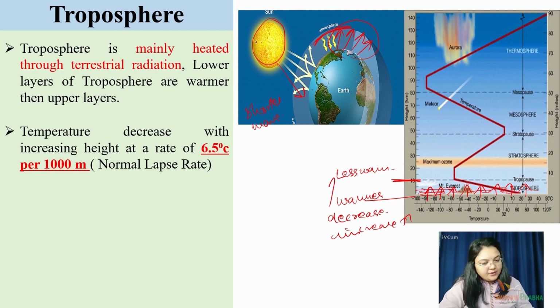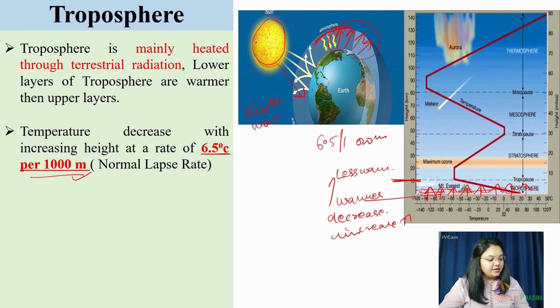So as we go up in the troposphere, there is a gradual decrease of temperature, and this decrease of temperature happens at a rate of 6.5 degrees Celsius per 1000 meters. So this gradual decrease of temperature at 6.5 degrees per 1000 meters is called the normal lapse rate.